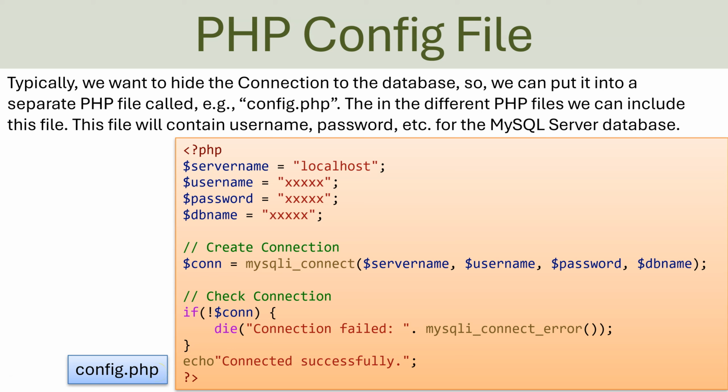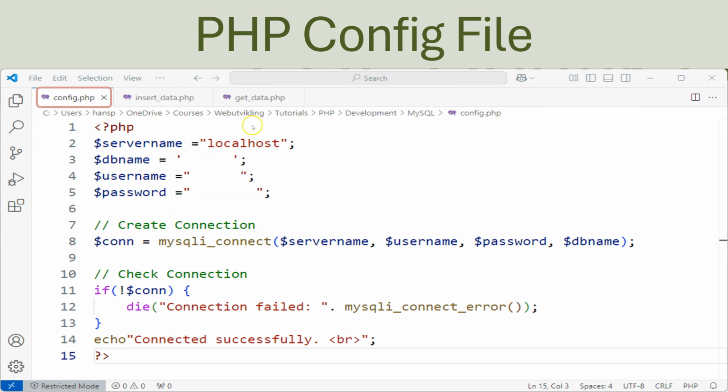So that's a good trick. Then you don't need to duplicate this connection code into multiple PHP files, but we just put it into a separate file called config.php or something. And here you see how I have put this connection code into a separate file called config.php. Like this. So now we are ready to start creating the different CRUD files for create, read, update, and delete data from this MySQL database.